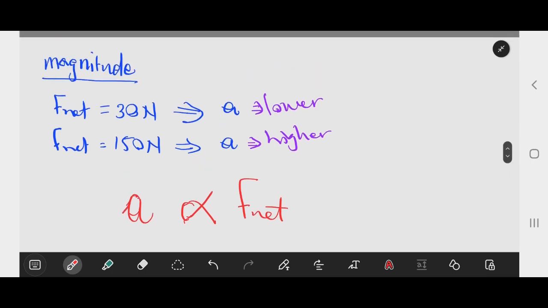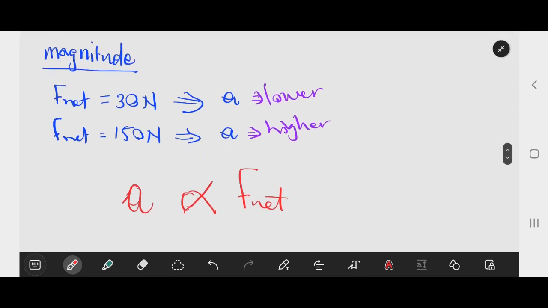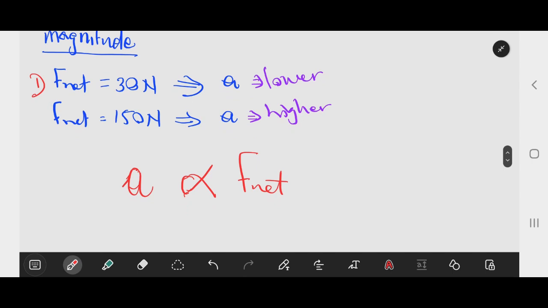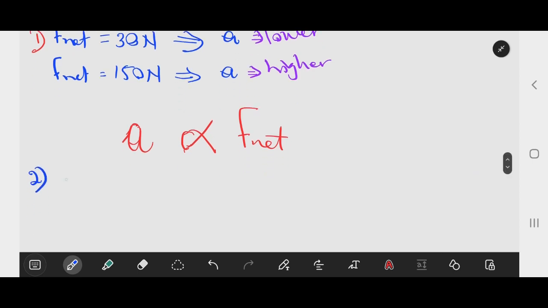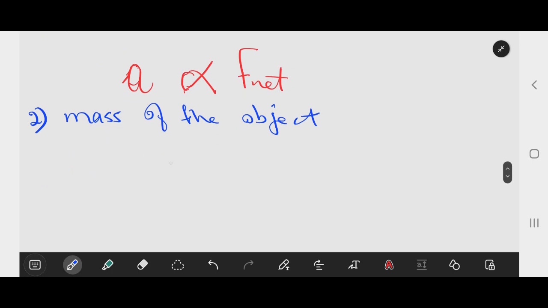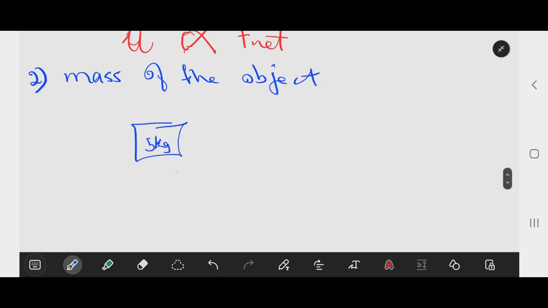number 2, the magnitude of that acceleration is also dependent on the mass of the object. So number 1, it's dependent on the magnitude of the net force that you're applying. And then number 2, it is also dependent on the mass of the object. So assuming you have two different objects, right? You have a mass of 5 kg and you have a mass of 100 kg.